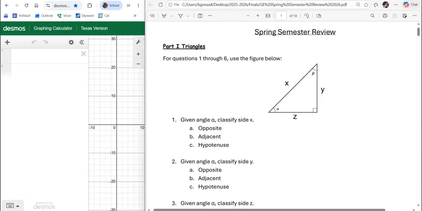All right, so here's your semester exam review. Number one, given angle A, so here's my starting point. We want to classify side X, so you want to label O, H, and A: opposite, hypotenuse, and adjacent.